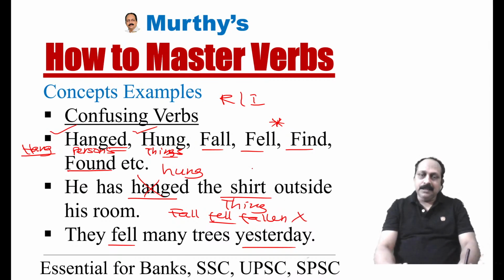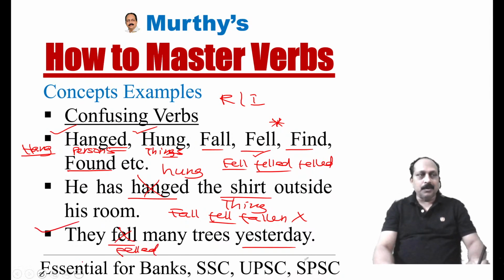But here we are not talking about this. We are talking about there is another fell. What is it? Fell, felled, felled. Here it means to cut trees. Sentence talks about cutting trees, and the sentence should be in past. The verb should be in past. What is the past form of fell? Felled. Then fell is not correct. It should be felled. Then it is correct.